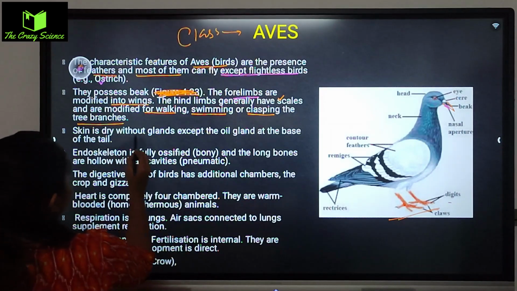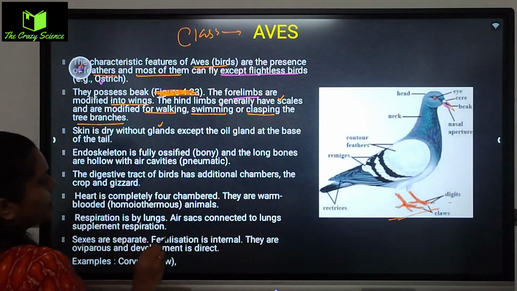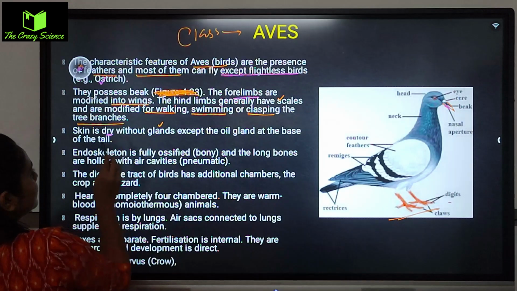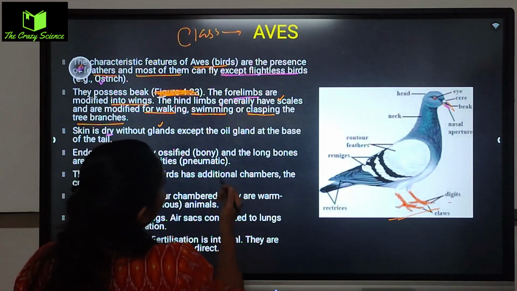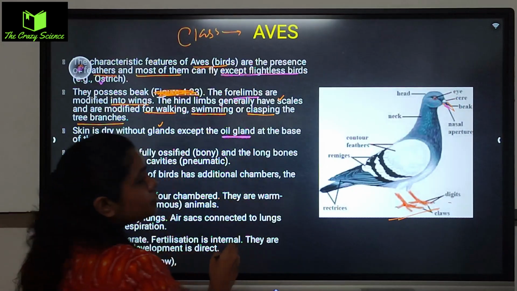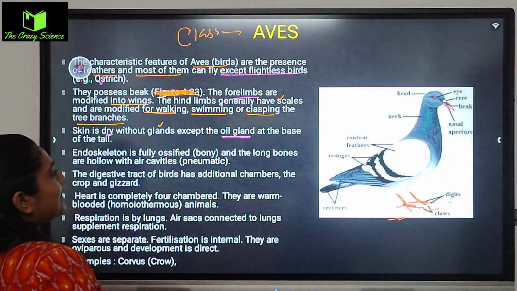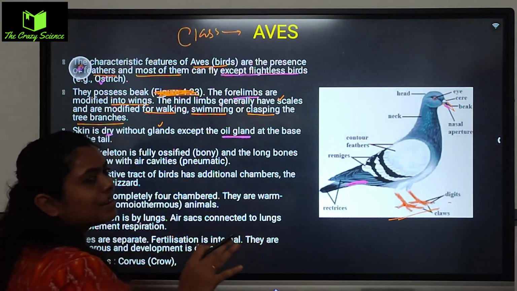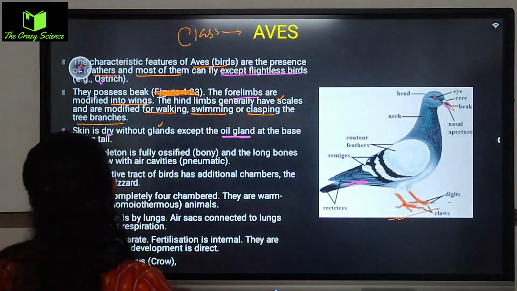All right, skin is dry without glands except the oil glands at the base of the tail. So their skin is basically dry, without glands except the oil glands. Oil glands we call sebaceous glands, and at the base of the tail, below the tail, there are oil glands, you don't get to see them.